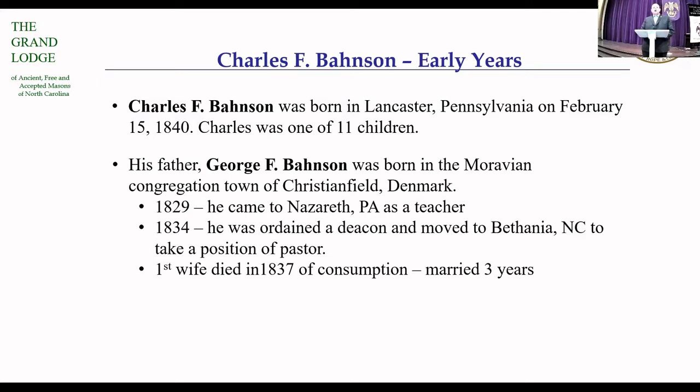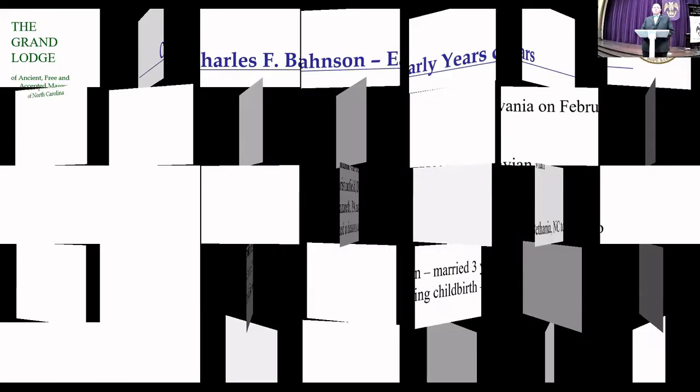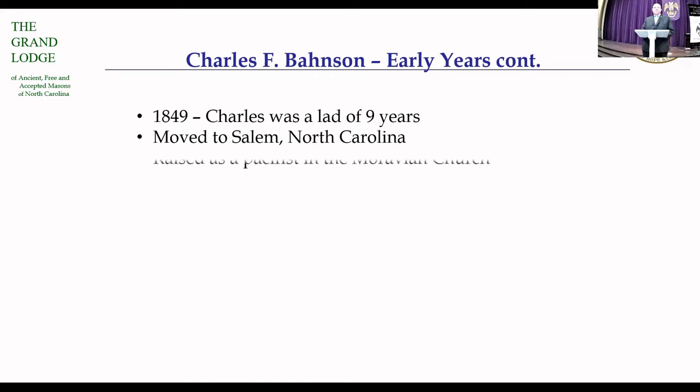And we read that his first wife died in 1837 of consumption, which was the word for tuberculosis at the time. They were married for 3 years. His second wife, Paulina, whom he met while he was at Bethania, died in 1858 during childbirth. She had 11 children. This was Charles's mother. Now, when Charles was a lad of 9 years in 1849, they moved back to Salem, North Carolina, where his father was the pastor over the Salem church.